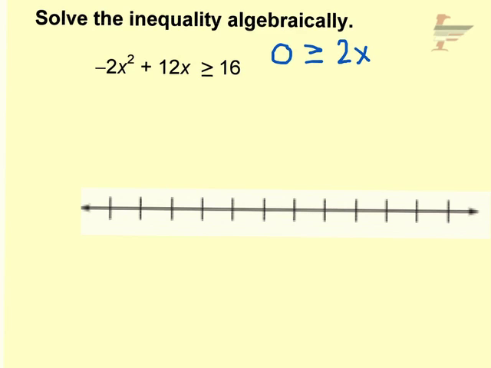So I'm going to have a positive 2x squared, a minus 12x, and a plus 16. Had you not done the same thing as I did, then you would be dividing everything by a negative, and then please remember you'd be flipping that inequality. So just be really careful with that.